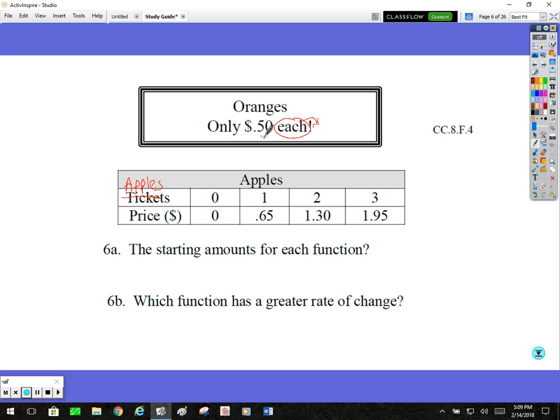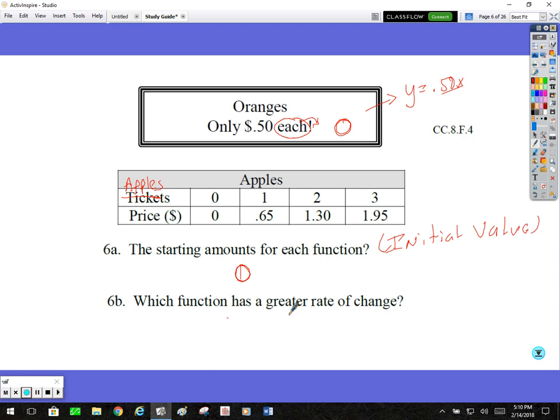Well, if I have not purchased any oranges, then I have paid no money, right? Okay, so remember this equation really is y equals 0.50x. The total cost is equal to 50 cents times the number of oranges, right? Well, if I don't buy any oranges, 0.50 times 0 is 0. Well, here in the table, if I buy no apples, I've spent no money. So the total starting amount for each one of these is 0. So we also gave out a new word. Remember we talked about this word. The initial value of each one of these is going to be 0.